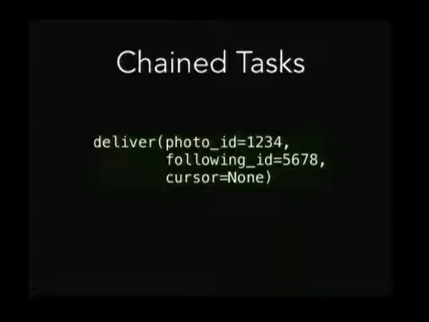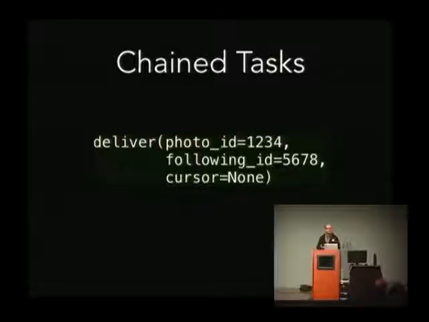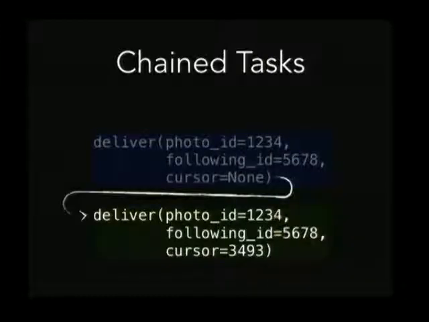The other thing that we wanted to do with this is something called chain tasks, where we don't want to do all of the deliveries at once. We don't want to take all of Justin Bieber's followers and deliver them in one huge chunk. So what we do is we break it into pieces. We have a bunch of small tasks that get executed, and it works kind of like a recursive function in a way, because we basically call this starting.